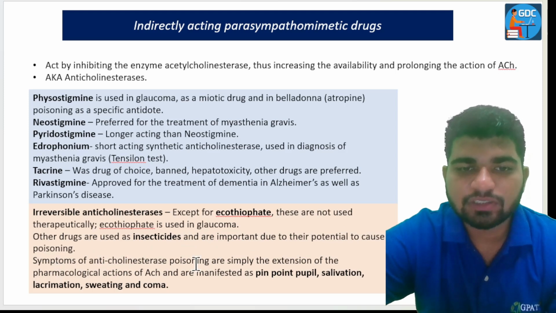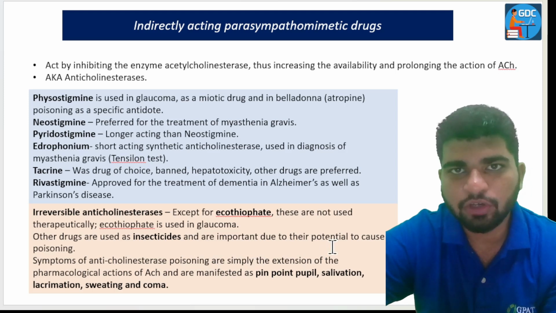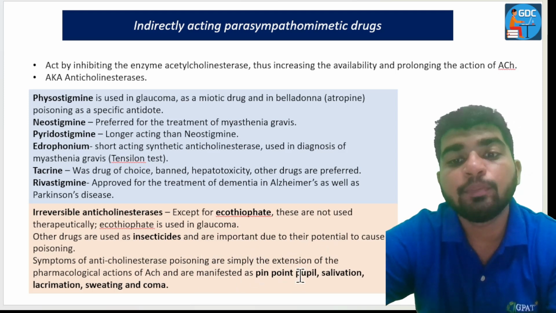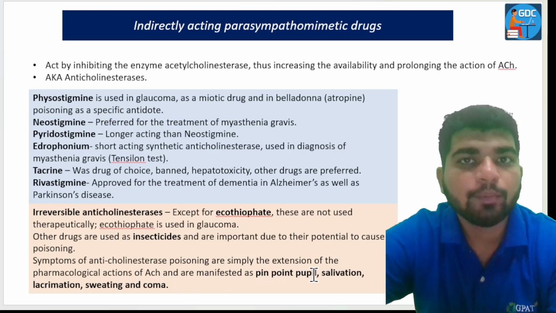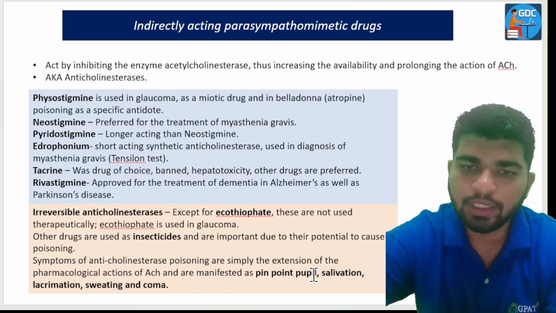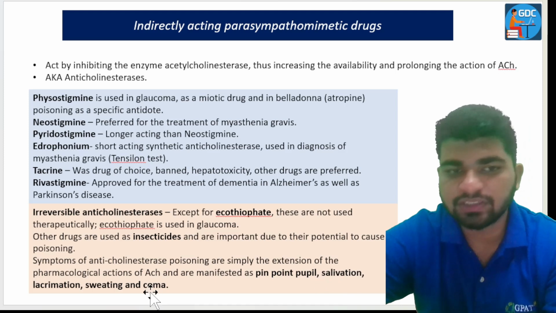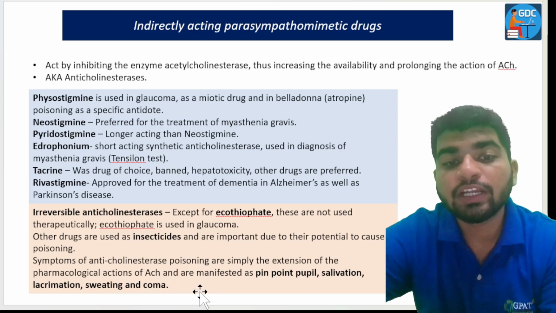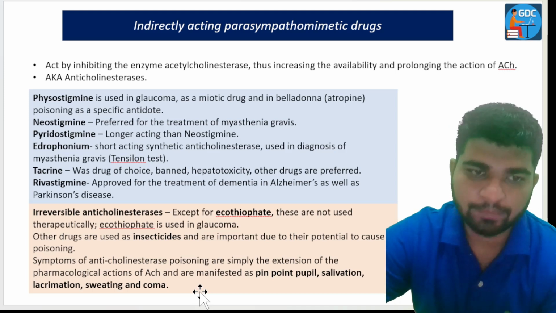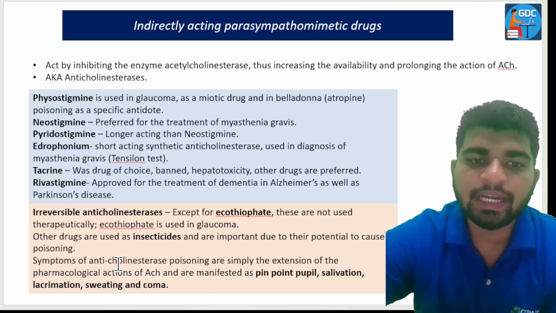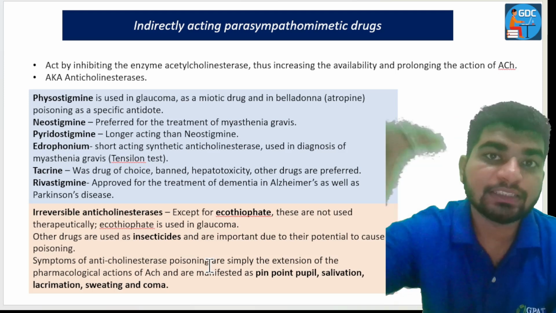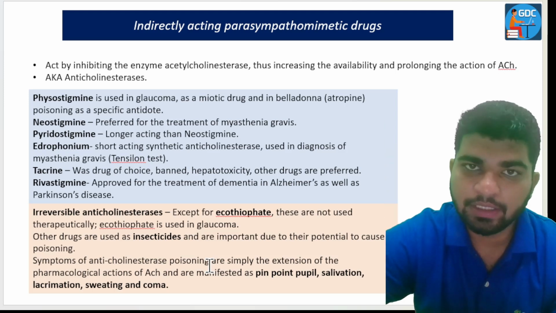Symptoms of anticholinesterase poisoning are simply an extension of the pharmacological actions of acetylcholine and are manifested as pinpoint pupil. Pinpoint pupil, why? Because there will be a constriction of the circular muscles. Also salivation, lacrimation, sweating, coma. These are all the cholinergic actions of acetylcholine. So whenever there is anticholinesterase poisoning, automatically there will be an increase in the action of acetylcholine in the body.